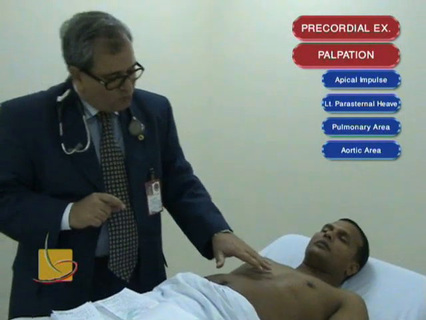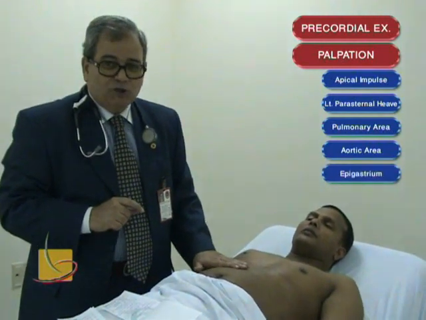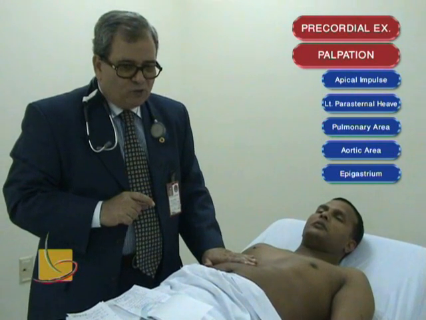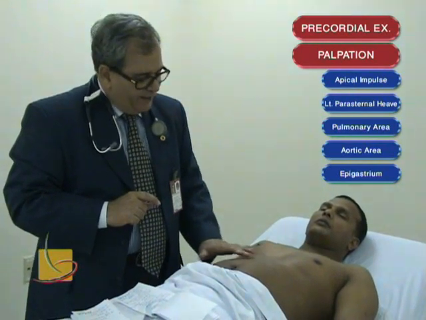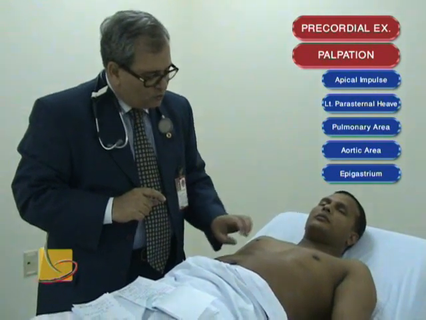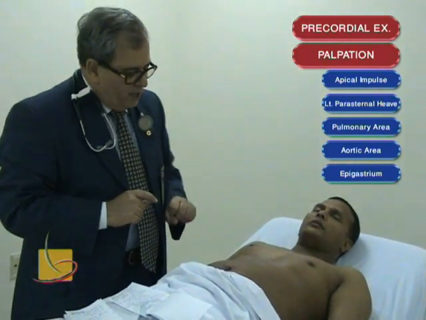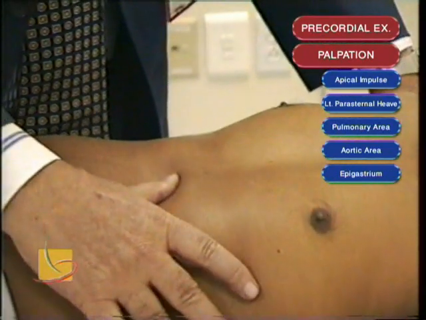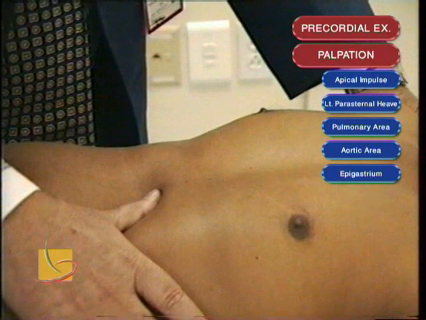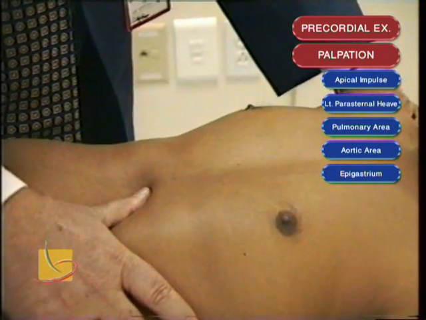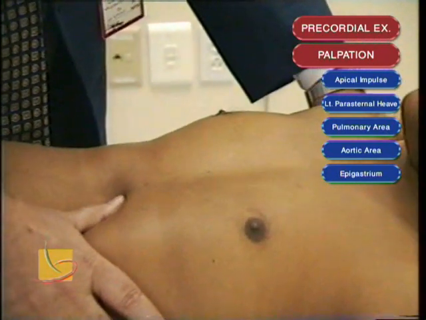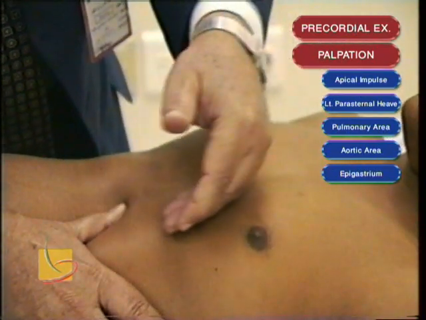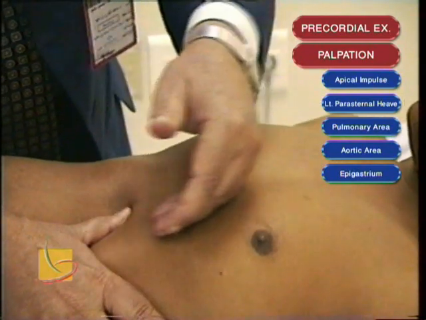Suppose by inspection we have found epigastric pulsation. Do we palpate it? Of course, we have to palpate it to find where it is coming from. And as you know, we have three sources for epigastric pulsation. If there is epigastric pulsation here, I just push my thumb parallel to the costal margin like this. And I try to feel if the pulsation is coming from upward. This means that it is coming from the heart.